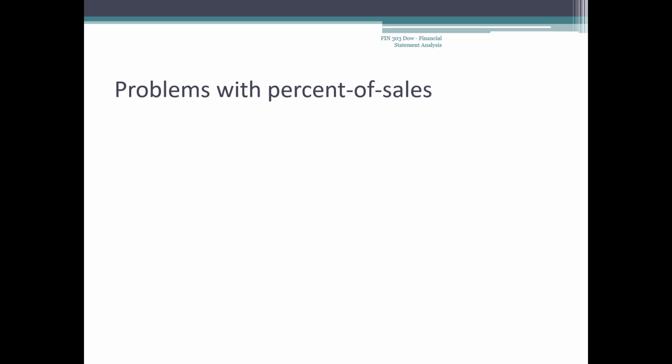There are a variety of problems with the assumption that everything increases at the same rate as sales. While it might be reasonable that variable costs increase at the same rate as sales, fixed costs won't. And that's why we call them fixed. And so our forecast would likely overestimate future costs.